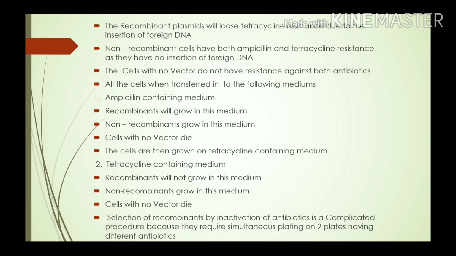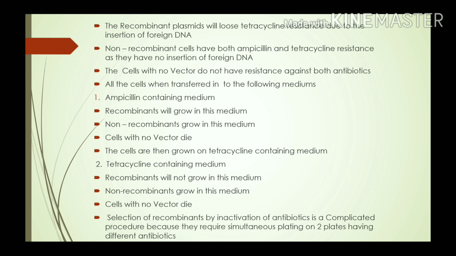And cells with no vector die. So by this we can select the recombinants. So then we can say that the cells which are growing only on the ampicillin medium are the cells having the recombinant DNA. Then we can collect those cells growing in ampicillin medium.